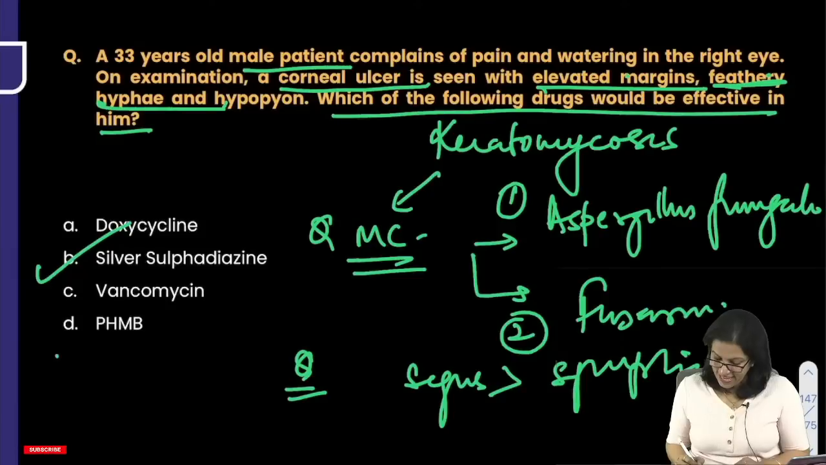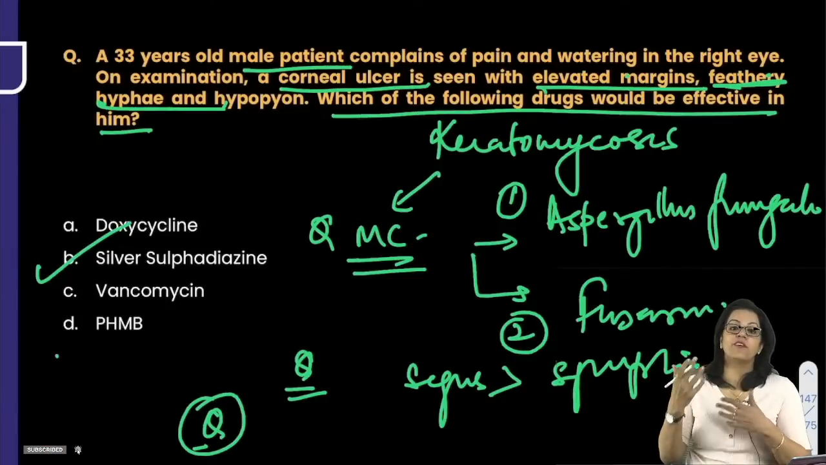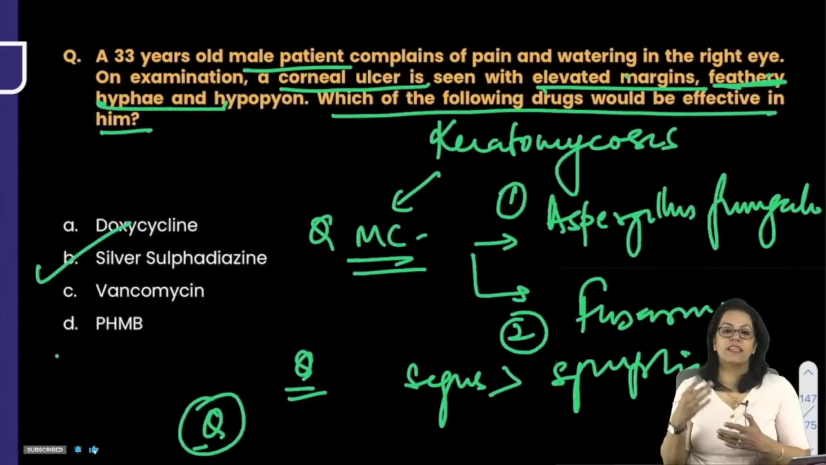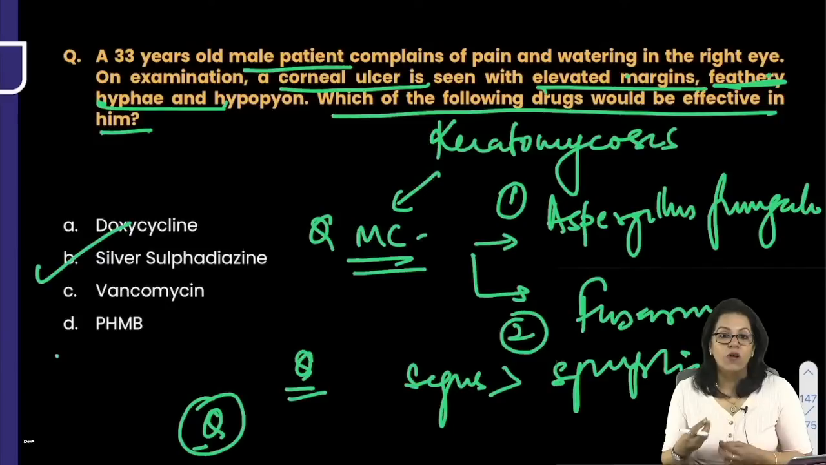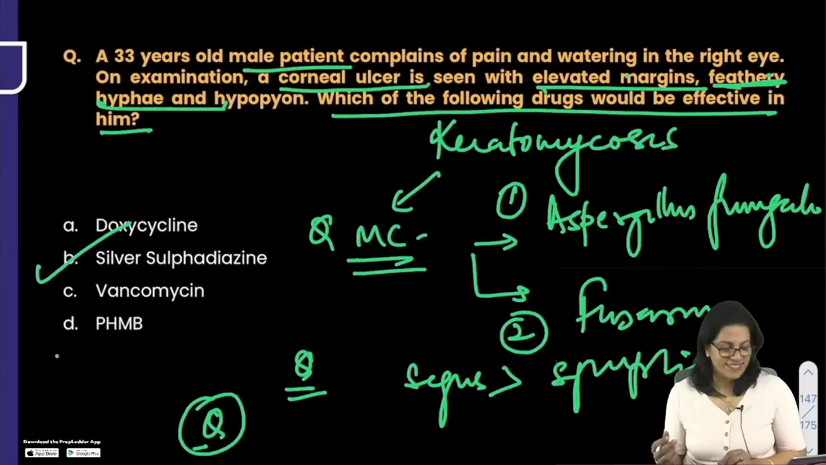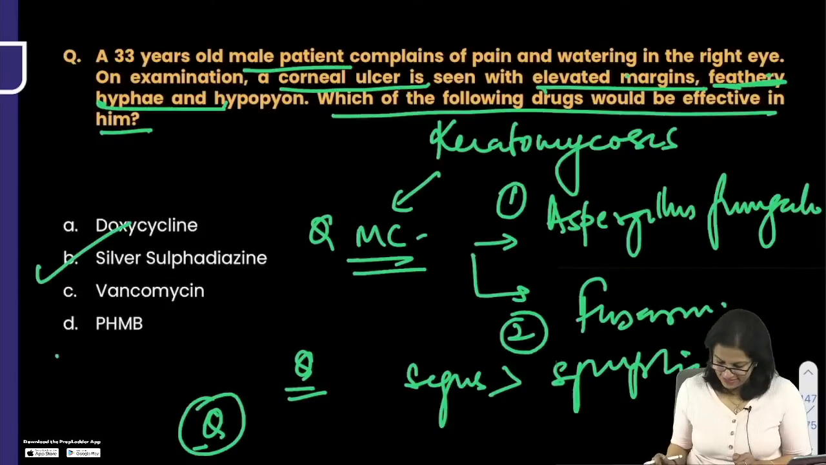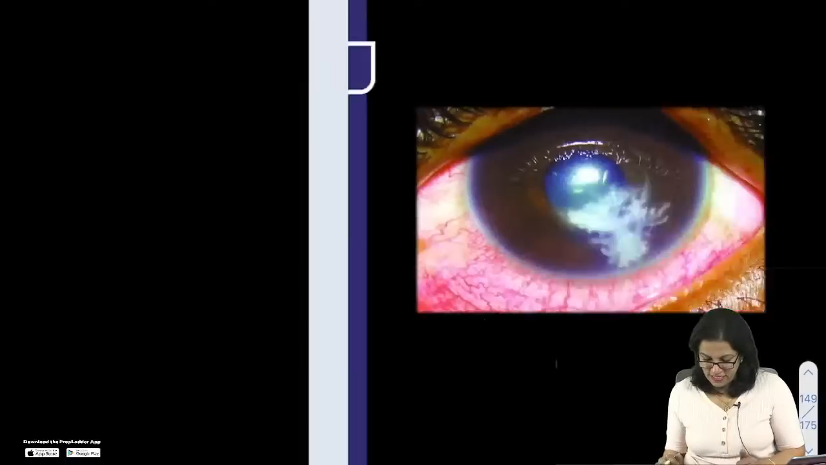Right. And they have also asked you so many times, why do you get a fungal corneal ulcer? I hope you know it is mainly trauma by vegetative matter or organic matter, like a leaf or a twig. Okay? So we next come to the next question here.